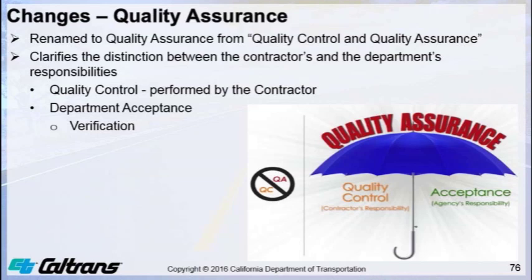One example of where the department has used this in the past was the old QC/QA process specified in Section 39 of the 2010 standard specifications for hot mix asphalt, prior to Caltrans adopting the new SuperPave mix design.